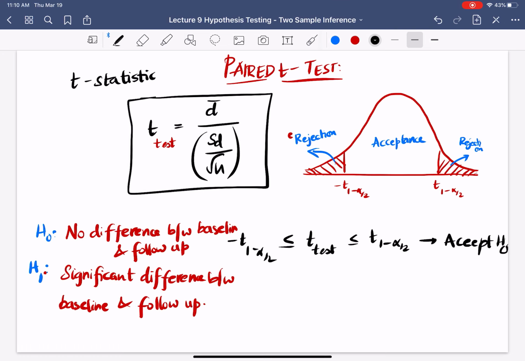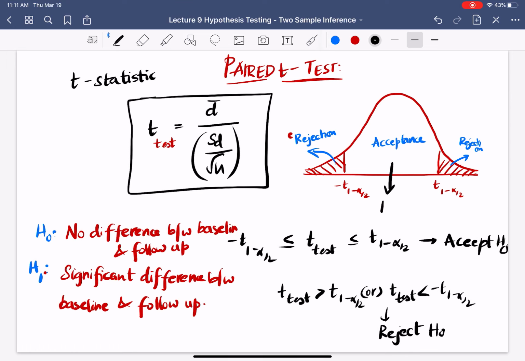If the t-test value is greater than t1 minus alpha by 2, or if the t-test value is less than minus t1 minus alpha by 2, we consider that we reject H0. So this is how you can do the paired t-test in any given sample. If the t-test value lies in the acceptance region, we accept H0. If the test value lies in the rejection region, we reject H0. So this is the base understanding of the T alpha.